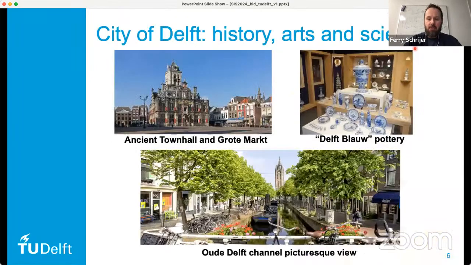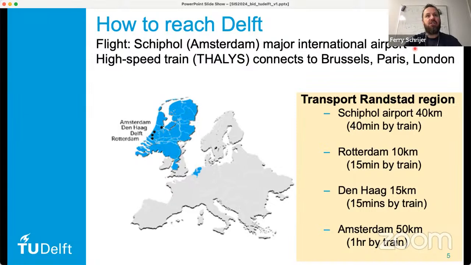The easiest way to reach Delft from abroad is of course through Schiphol, our main airport, and for people closer by, you can also come by train. There is an excellent train service, with high-speed trains coming from Brussels, Paris, and London.